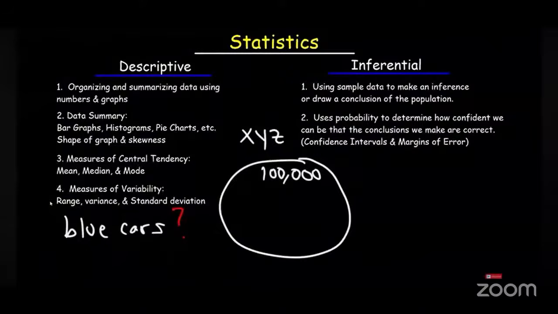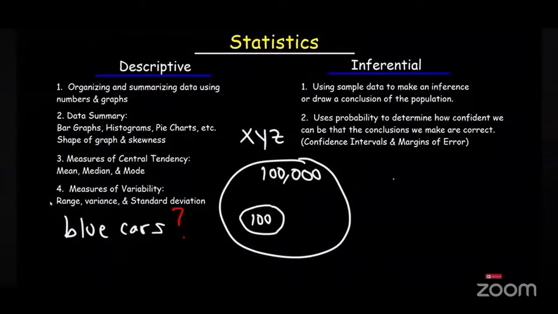Now, it would be unreasonable for us to ask every citizen in this city if they prefer to purchase a blue car, because that means you have to ask 100,000 people, and that's just not practical. So instead, what we could do is take a small sample of the population, let's say 100 individuals, and ask them, hey, do you prefer to drive a blue car or do you prefer to drive a red car?